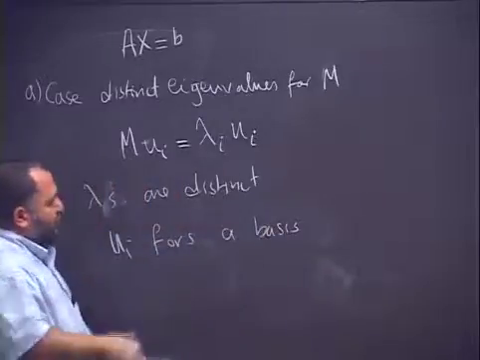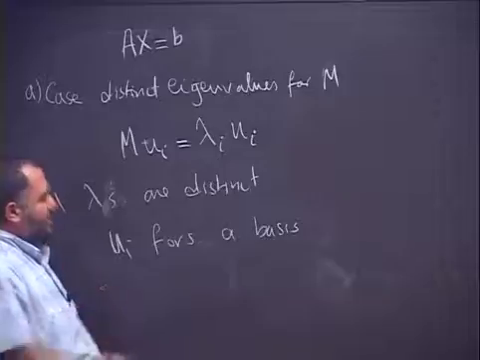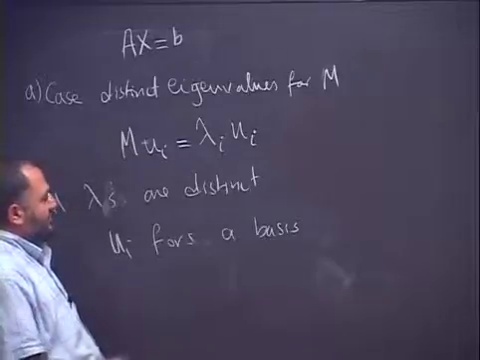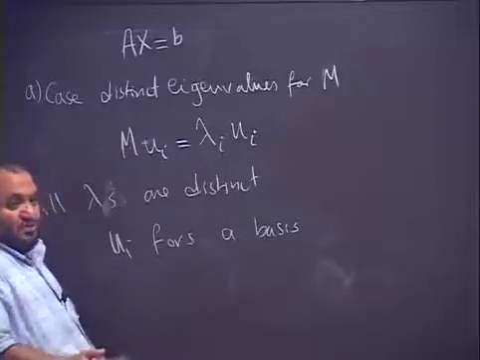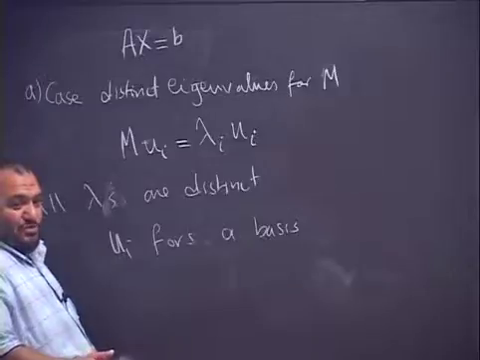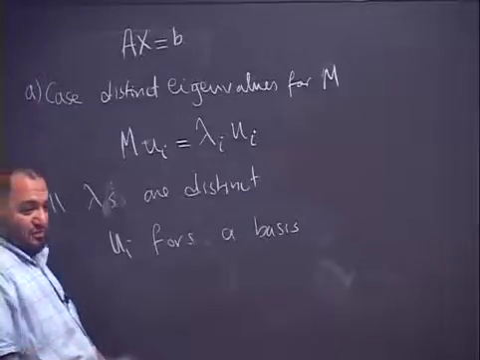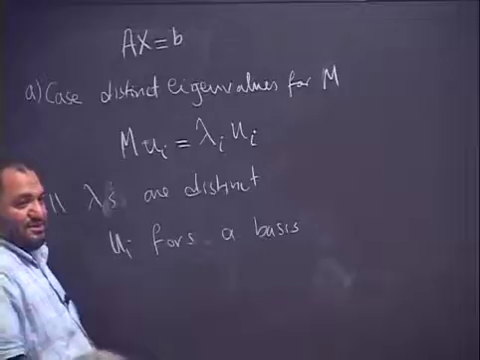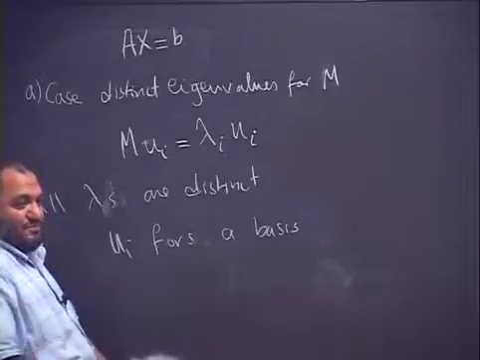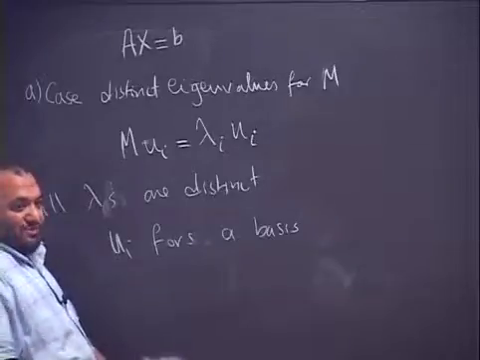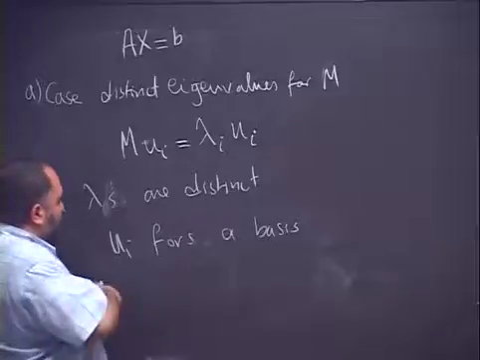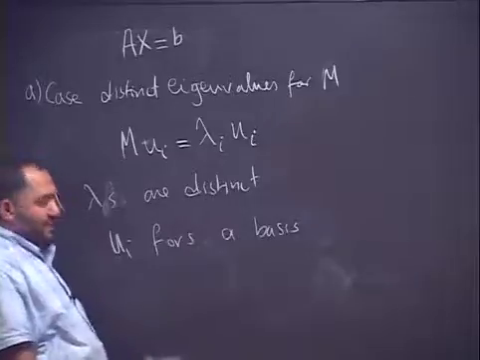So U1, U2, U3, U4, U5, let's say, if you have 5 dimensions, 5 by 5. Or if you have a 2 by 2 matrix, how many eigenvectors will you usually have? 2, if you have distinct lambdas. If you have 3 by 3, how many? 3, and so on. If you have n by n, you have n. So those Uis will form a basis.